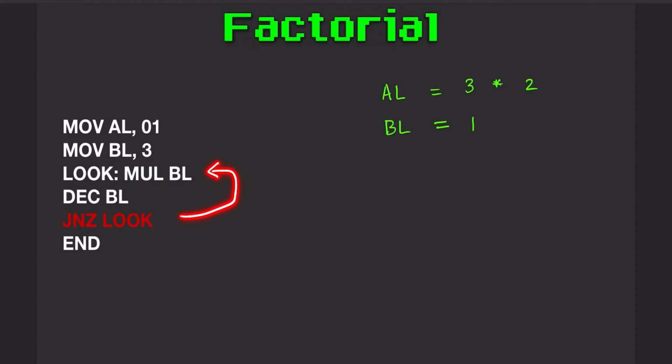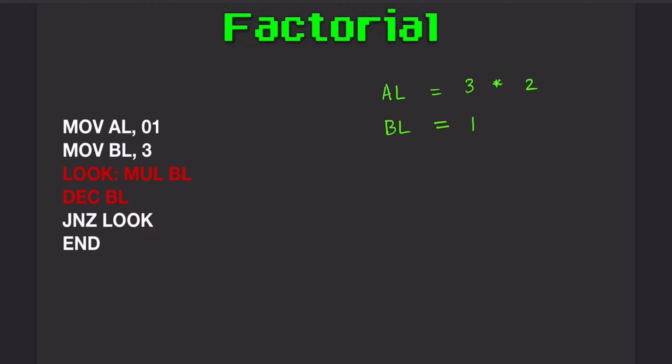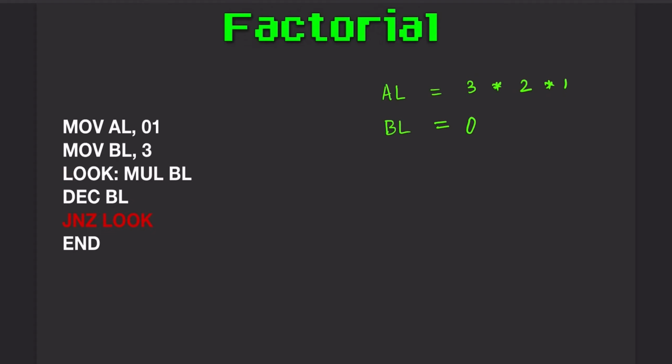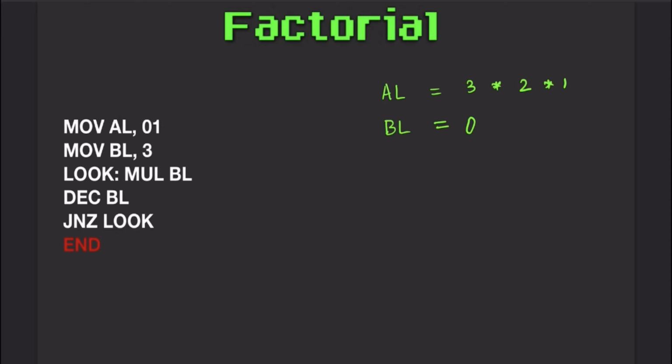Since BL is not 0, it repeats the instruction under look. The program multiplies AL register with the number in BL and stores the result in AL. So now AL is equal to AL into BL, 3 into 2 into 1. Then decrements BL by 1. So BL now becomes 0. The system now checks if BL equals 0. Since BL is 0, the system doesn't jump to the look label but instead proceeds with the natural sequence, thus reaching end. If supposing BL was non-zero, the loop runs again by jumping to the look label and repeating the instructions under look until BL is 0.